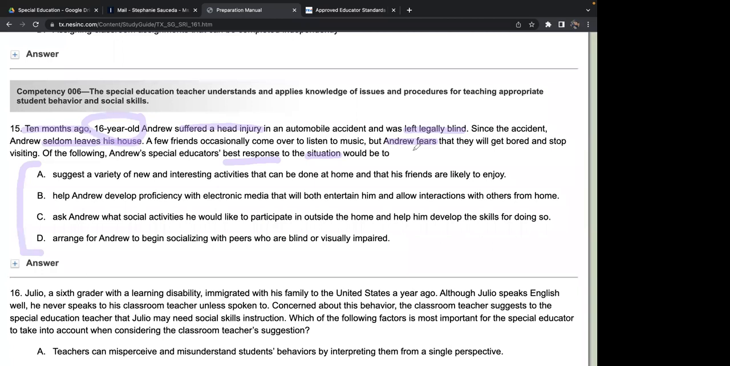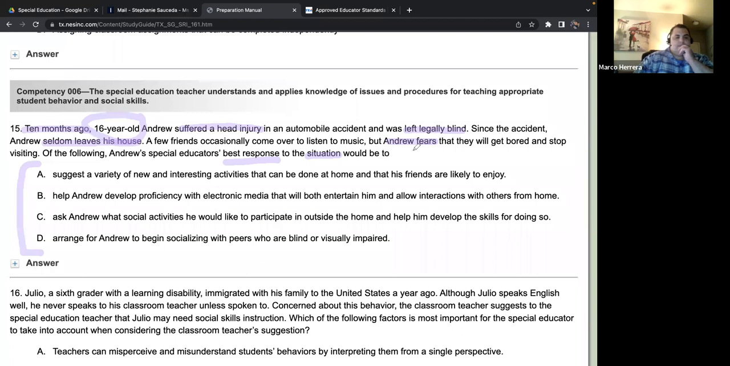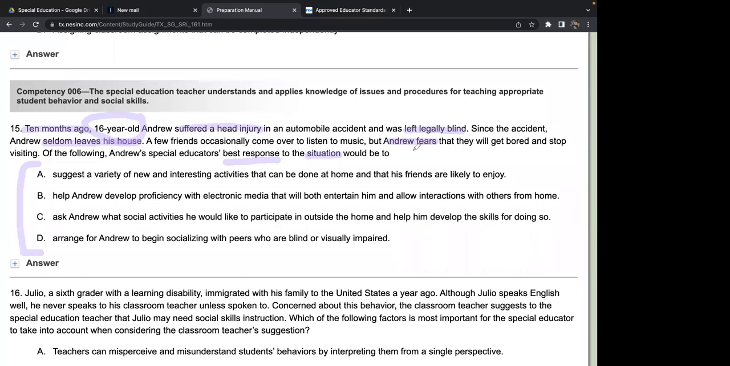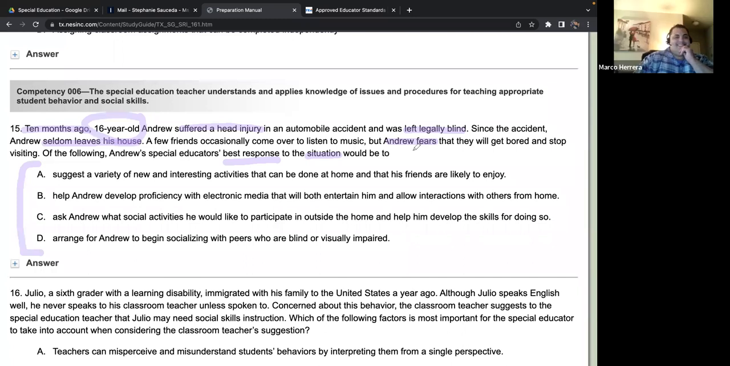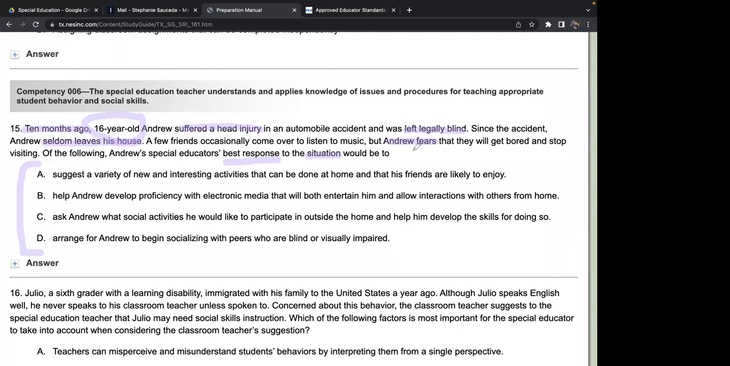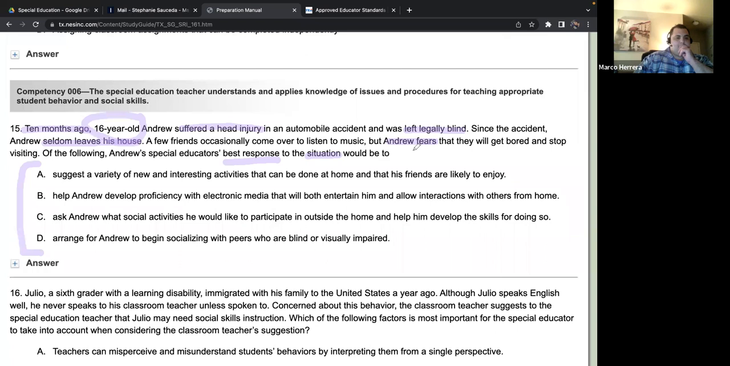Now, let me know when you can eliminate one and why. Like when you can bet yourself $5, that's not the right answer. Let me know your thought process. What are you thinking? Which one of those are looking good? What's looking bad?